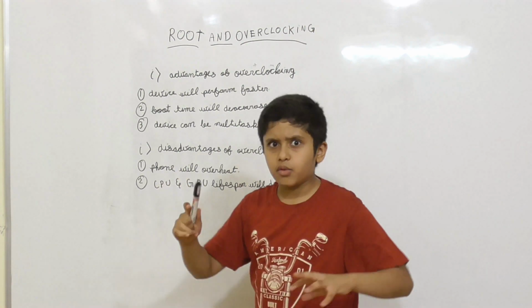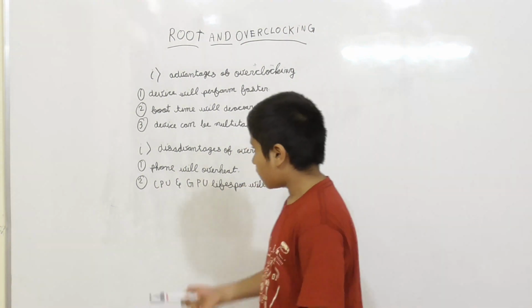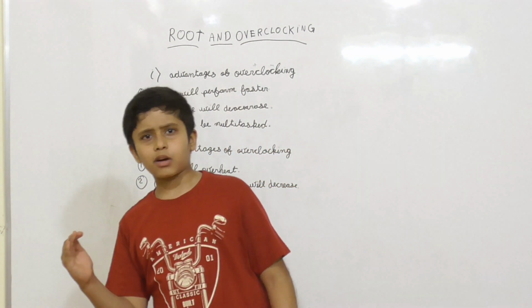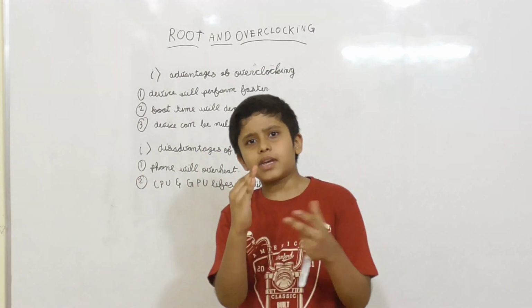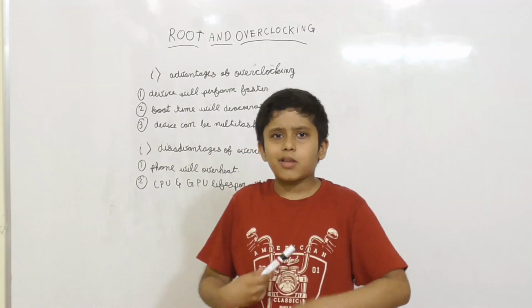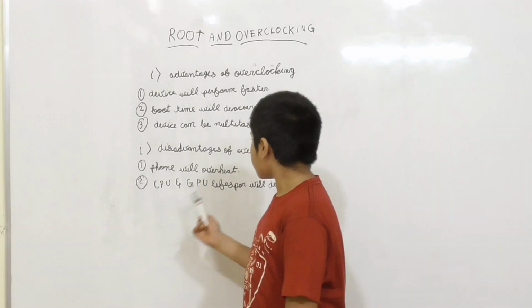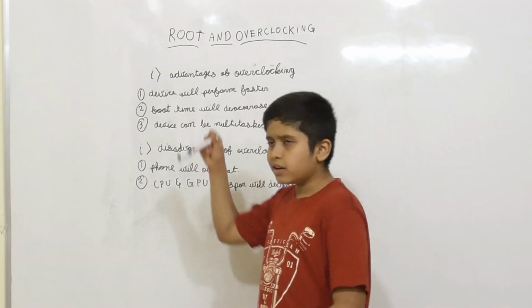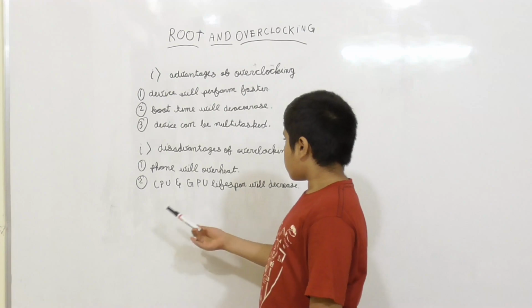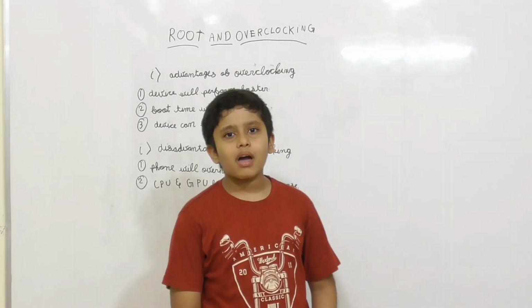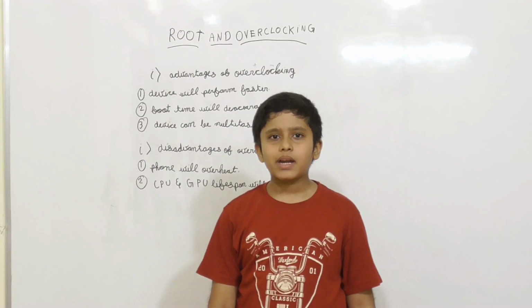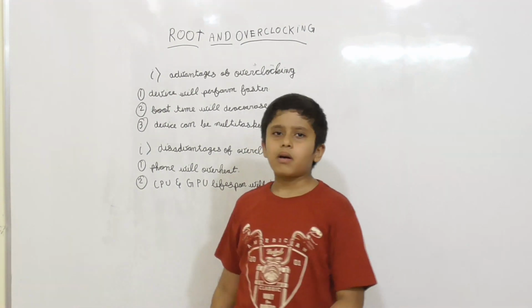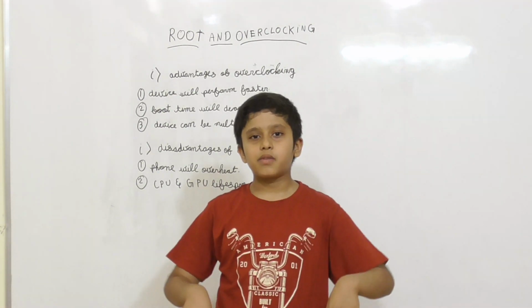So let's learn the disadvantages of overclocking. Phone will be overheated. Yes, this is the common thing. When your phone becomes like rocket speed, the phone will also become hot because it runs faster. The CPU speed will increase, right? So the phone will be overheated. Next disadvantage is CPU and GPU lifespan will decrease. If you have a new device, you bought it in 2016, and you overclock it, then after about 2 years the CPU and GPU will die.